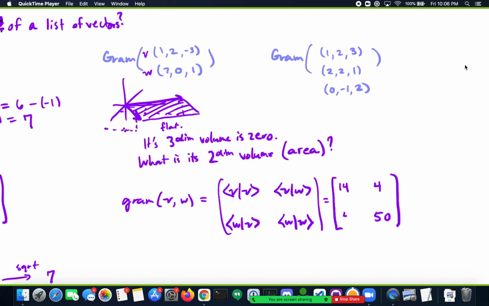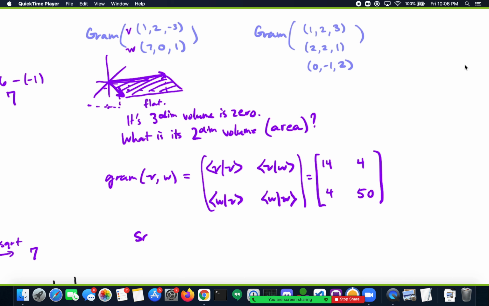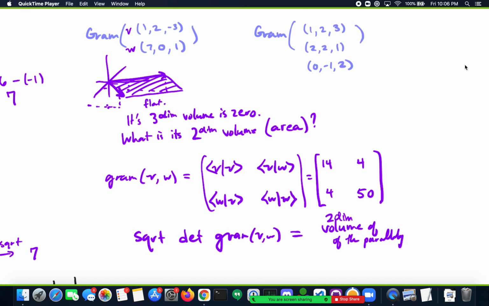So that's at 4. Is that right? Okay, and so what we're going to do is the square root of the determinant of the Gram matrix of V and W will be equal to the volume of, actually this is the two-dimensional volume of the parallelogram spanned by V and W.